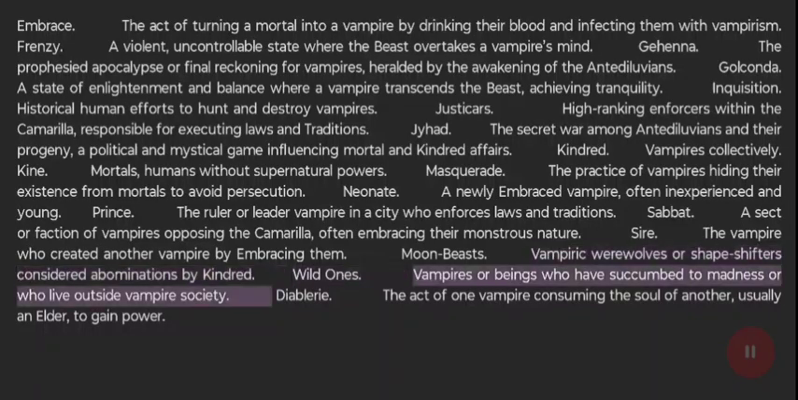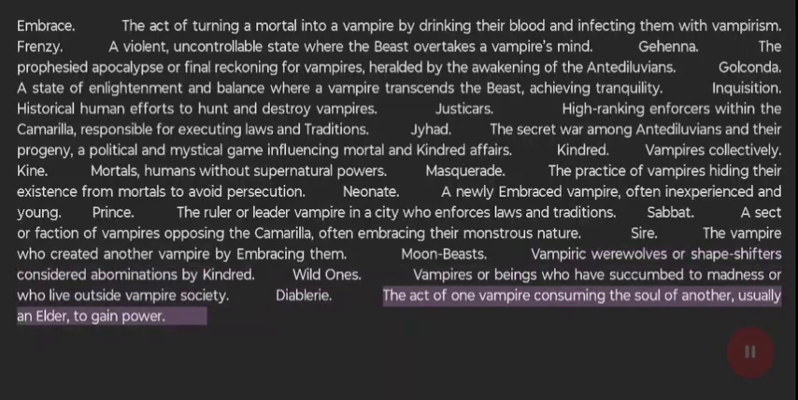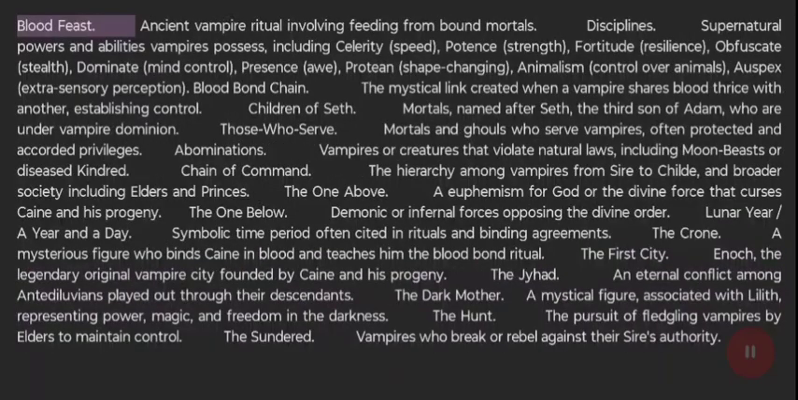Wild ones. Vampires or beings who have succumbed to madness or who live outside vampire society. Diablerie. The act of one vampire consuming the soul of another, usually an elder, to gain power. Blood feast. Ancient vampire ritual involving feeding from bound mortals.